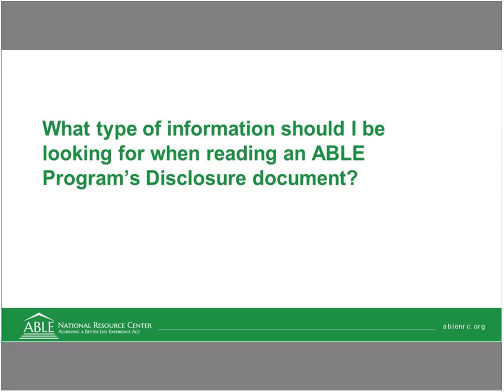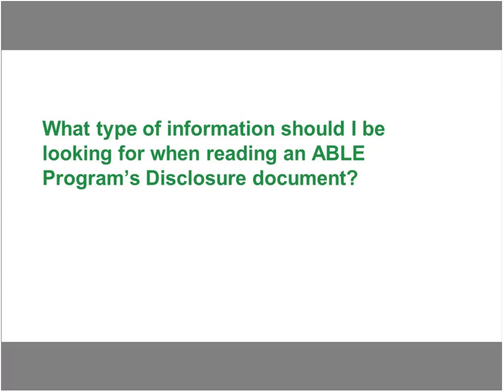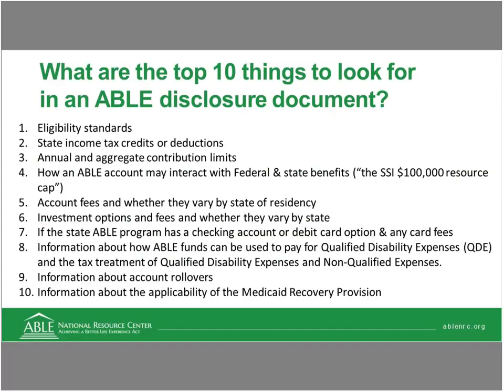wanted to just provide a kind of top 10 list of what types of information you should be looking for when reading ABLE program disclosure documents. So we kind of have the top 10 things to look for, right? Perhaps in no particular order, but these are just 10 things that we thought would be useful. Number one, the eligibility standards. Not only understanding things that we discussed today, but whether that state is an in-state or out-of-state program. Is that part of their eligibility?